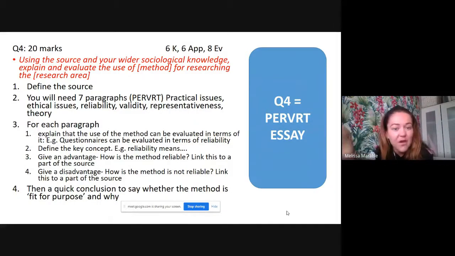Number 3, give an advantage. So how is it reliable? And then number 4, give a disadvantage. How is it not reliable? And you have to be able to do that, guys, in the essay to get the grade. Number 5, give a quick conclusion to say whether the method is fit for purpose. So is participant observation fit for understanding the values of motherhood amongst 30-year-old women, and why? That will be based on whatever arguments you have put forward.